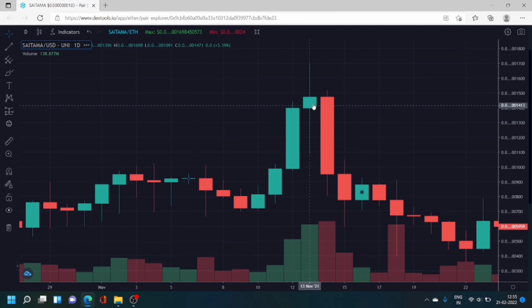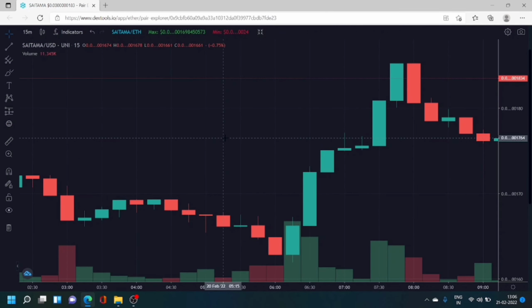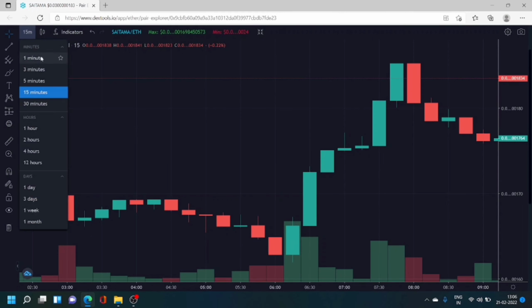A candlestick chart is a style of financial chart used to describe price movements of an asset or currency. It represents the opening price, closing price, the high and the low of a particular time period. Here if we click on the time periods, the list shows 1 minute, 3 minute, 5 minute, 15 and 30 minute candlesticks, and the hourly time periods of 1, 2, 4 and 12-hour candlesticks, and then the daily, weekly, and monthly candlesticks.